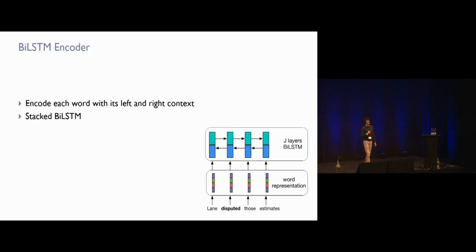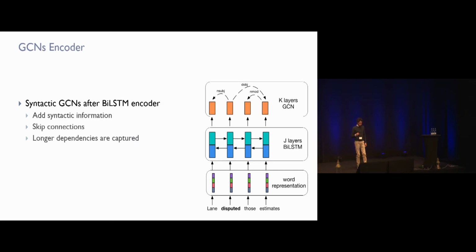This word representation is used as input for a bidirectional LSTM encoder that encodes each word with its left and right context. And we used several layers of bidirectional LSTM. On top of this, we have our syntactic GCN. What it does is add, first of all, syntactic information to the sentence encoding, and it also adds skip connections between words. So basically, we hope that long range dependencies that are not captured by the LSTM are captured then by the syntactic GCN.